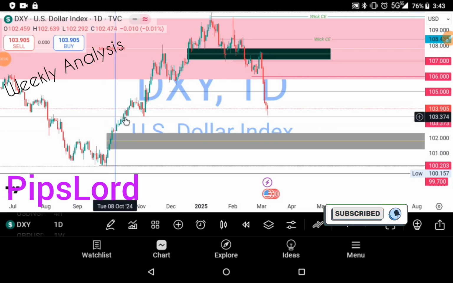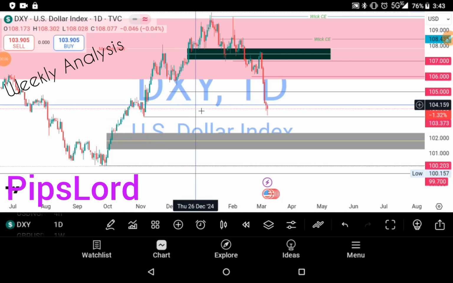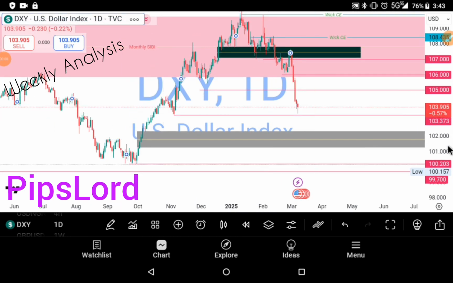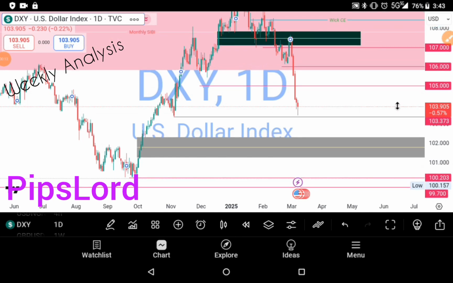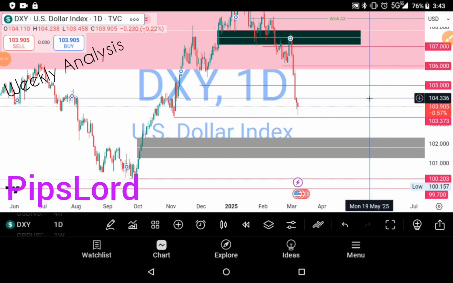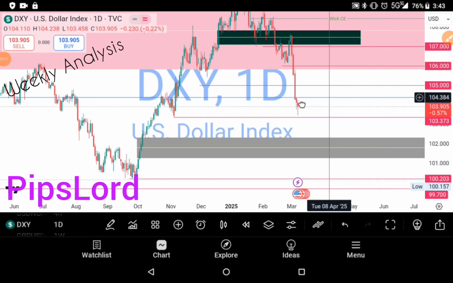It is another weekend for our weekly analysis where we talk about the market, what I expect of the market, and what actually comes to fruition at the end of the week. So today's date is 9th of March. Today is the 9th of the month of March 2025.